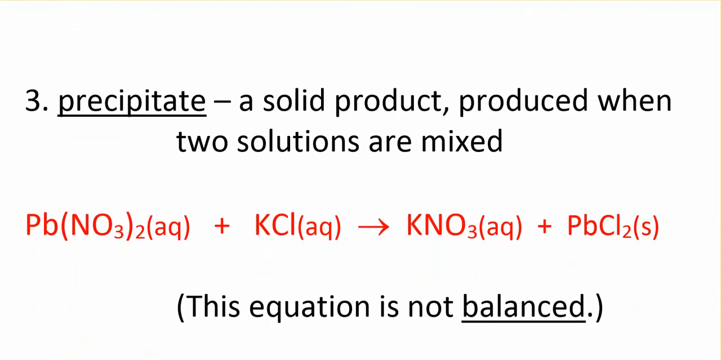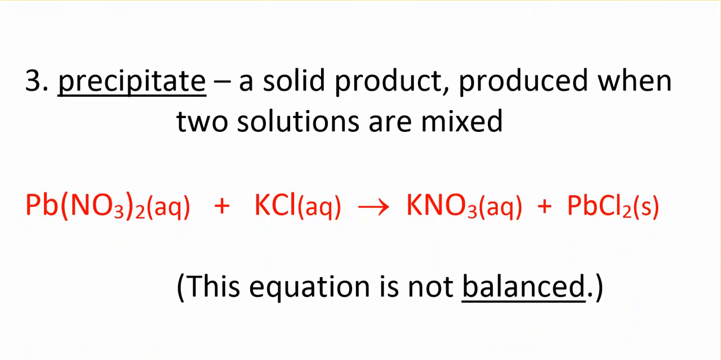A precipitate is a particular type of product. Notice in this reaction we have two aqueous solutions coming together. An aqueous solution is not cloudy. It's clear. You can see through it. One of the products is an aqueous solution, so we don't see that one. But this product is a solid. This is our precipitate, and we abbreviate precipitate PPT.